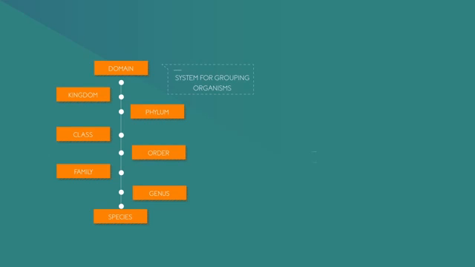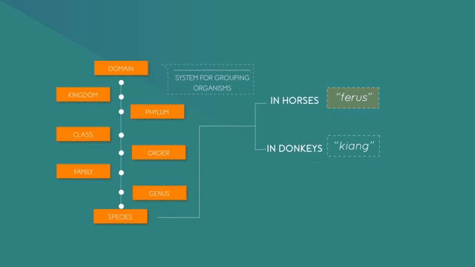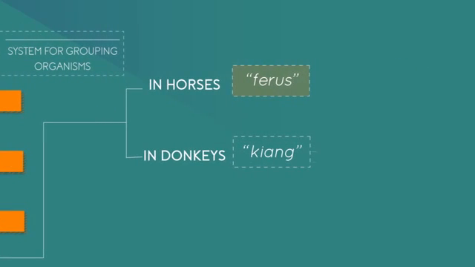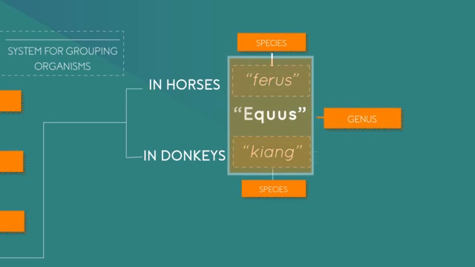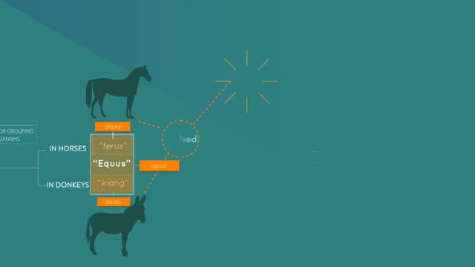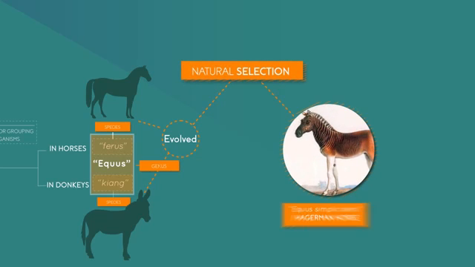The species group is accepted as the smallest unit of biological classification and is always given a Greek or Latin name. In horses, this name is ferus, whilst in donkeys, the species name is asinus. Both species belong in the larger group or genus known as Equus. These two species both evolved through the process of natural selection from a common ancestor called Equus simplicidens, or the Hagerman horse.